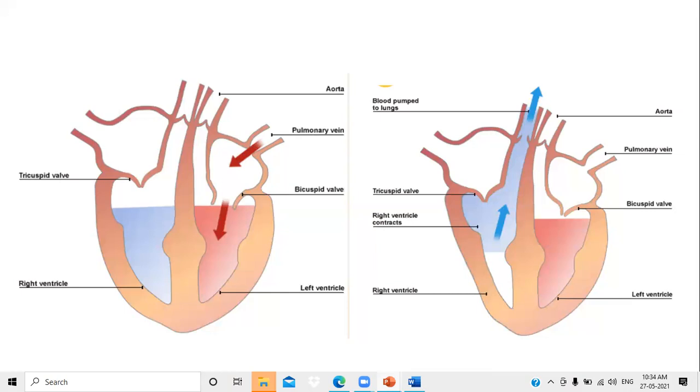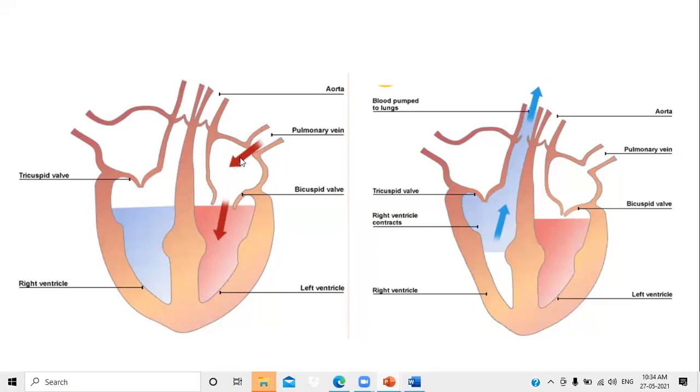Okay, and then the left atrium will contract and push the blood into the left ventricle, and then the left ventricle will also contract to push the blood out of the heart through the what? The aorta.